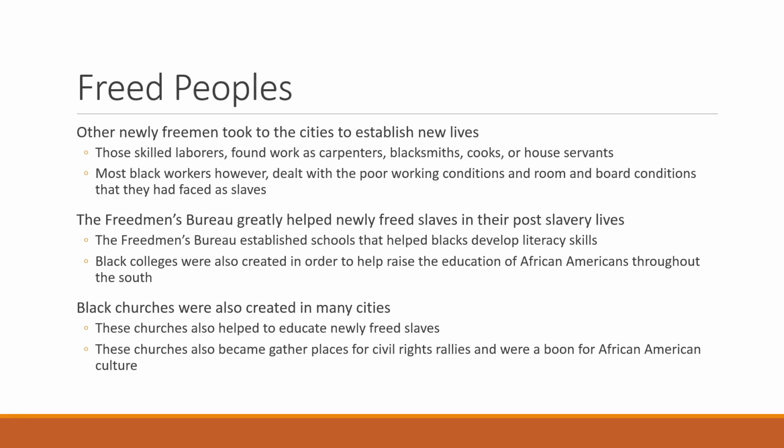The Freedmen's Bureau greatly helped newly freed slaves in their post-slavery lives. They established schools that helped blacks develop literacy skills. Black colleges are also created. We looked at the Morrill Act, we looked at the Land Grant Act, and one of the things that comes along through these processes is that you get schools like FAMU, you get schools like BCC, other black universities throughout the United States, and this is where you really start to see these universities throughout the country take root.